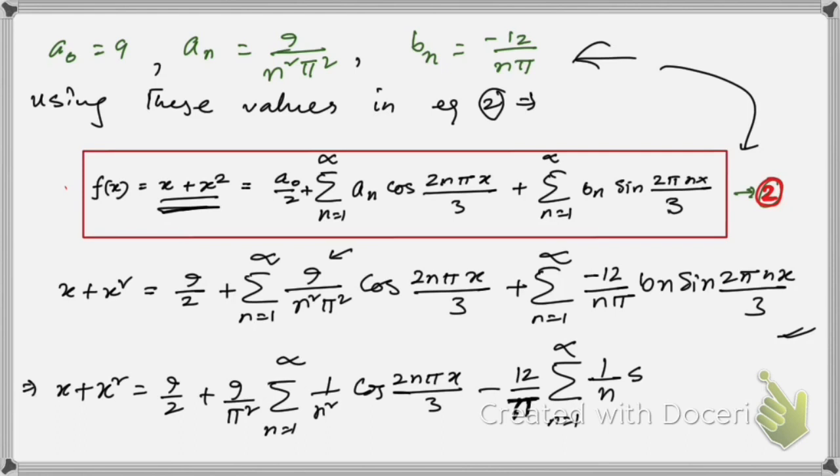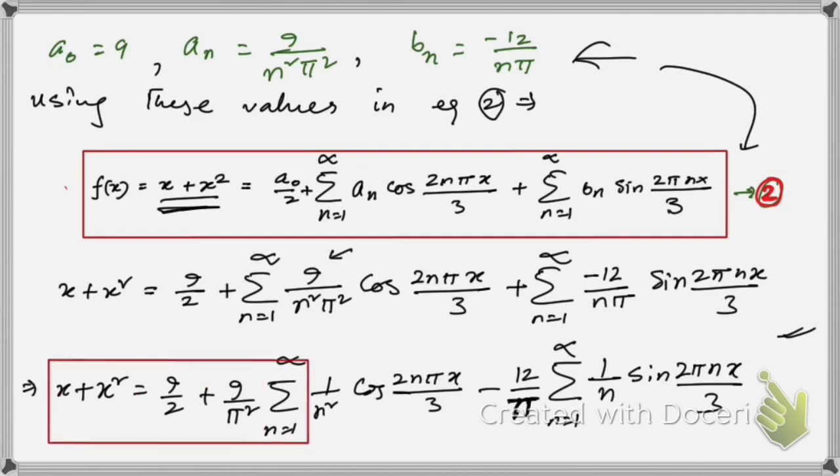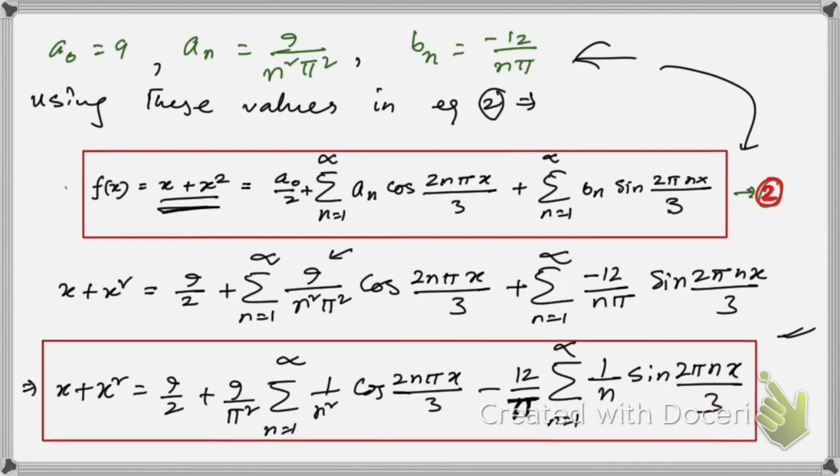Sorry, this bn is not necessary here because this is the value of bn, right? So this is the Fourier series we have got, then sine twice by nx by 3. So this is the final result we have got. So hope you have understood this. Now let us solve the next problem.